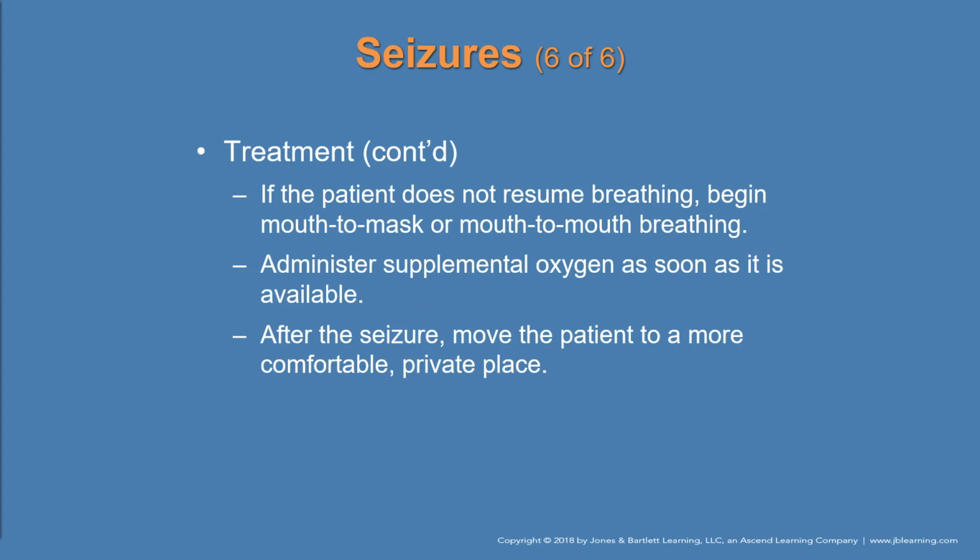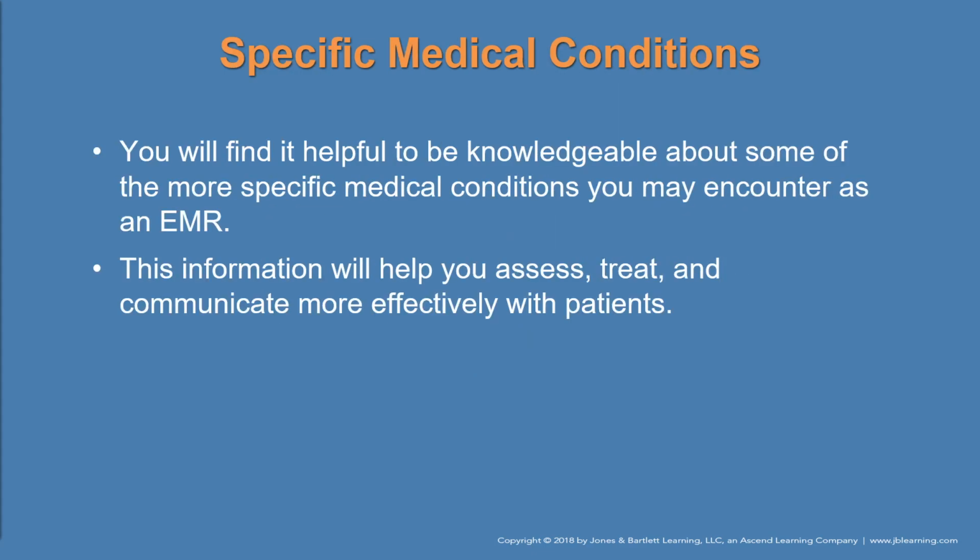If the patient doesn't resume breathing after a seizure, or if the seizure is prolonged, you can begin mouth-to-mask or mouth-to-mouth breathing. Sometimes the patient's jaw will be clenched shut, so it'll be difficult to get a seal with the bag valve mask, in which case you can administer supplemental oxygen either by blow-by or whatever method you can manage given the resources that you have.